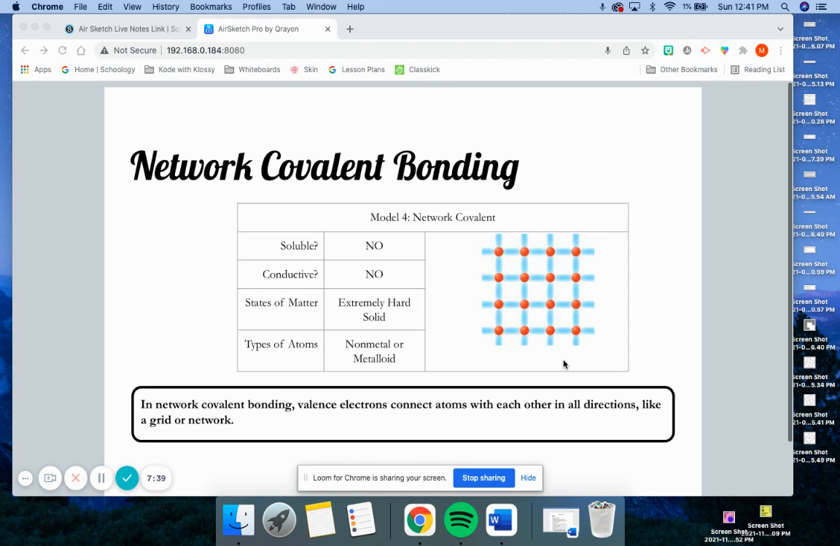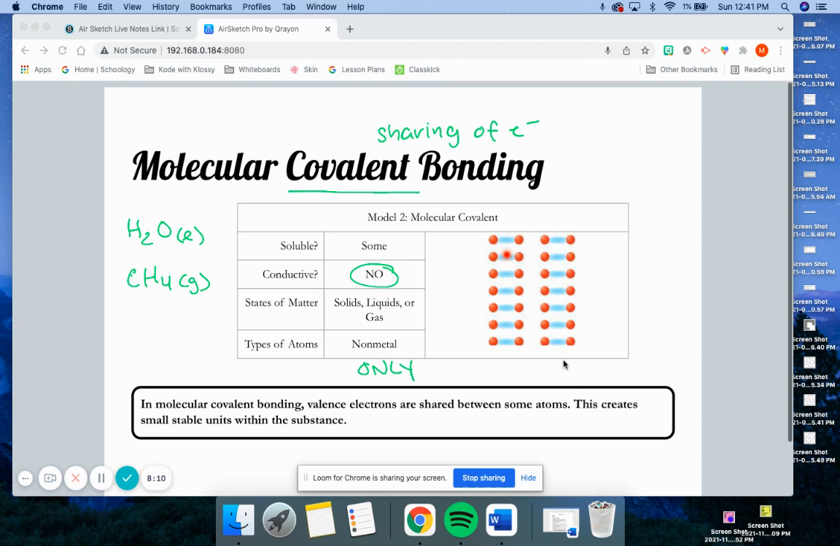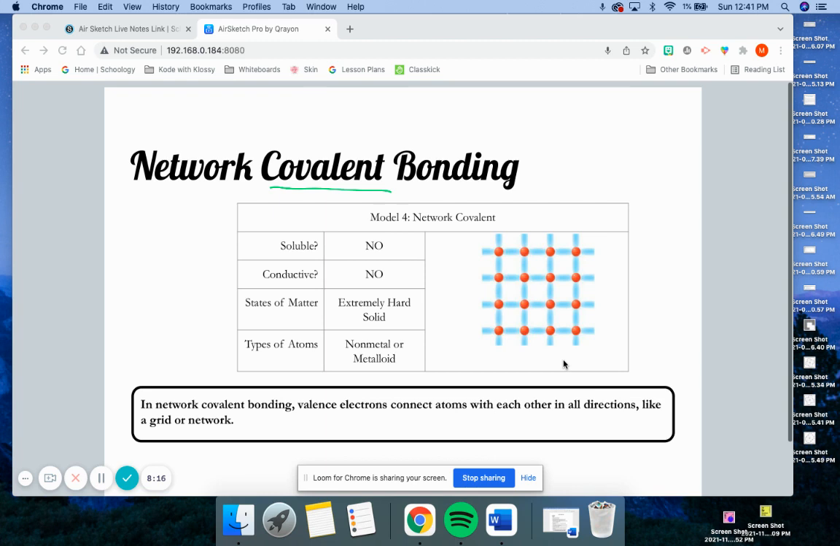Finally, we have network covalent bonding, which is, again, another type of covalent bonding where we see the sharing of electrons. But in contrast to molecular covalent bonding, these bonds are much stronger because they're happening in all directions from a central atom. So let's say we're taking a look at this atom right here. This atom is going to be sharing electrons with 4 other atoms on all sides, as opposed to molecular covalent bonding in which valence electrons are shared usually with just one other atom. This means that the network covalent bonds are much stronger and harder to break apart.